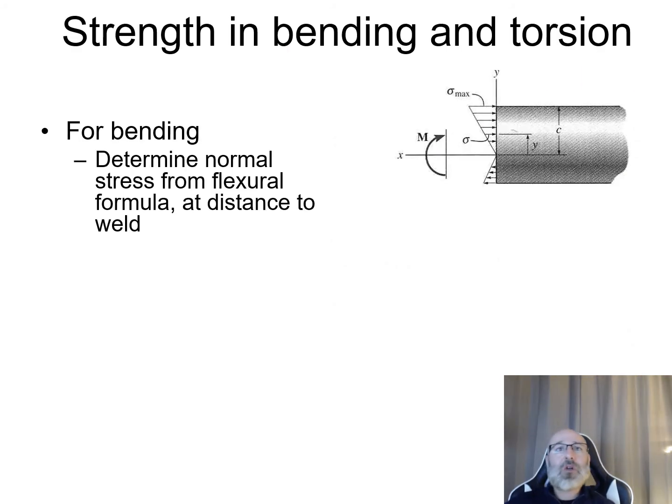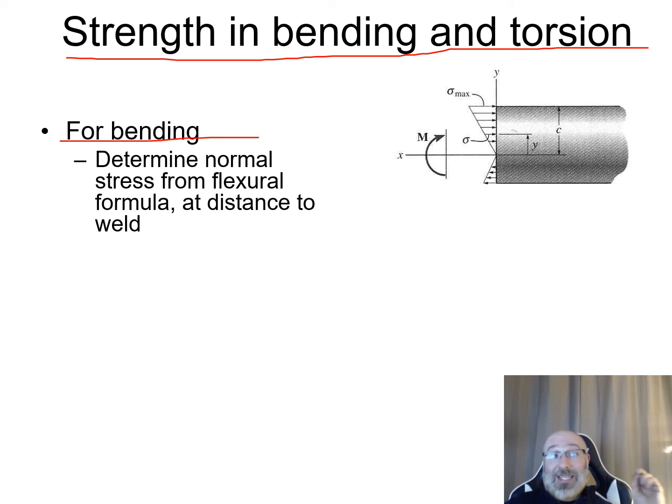So now if we want to take a look at our strength in bending and torsion, for bending we can determine the normal stress using the flexure formula at a distance to the weld.